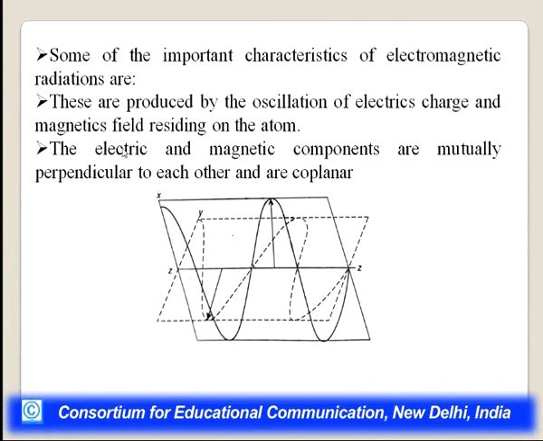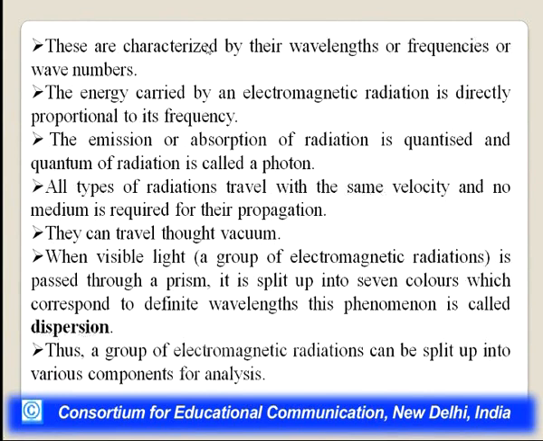Some of the important characteristics of electromagnetic radiations are, these are produced by the oscillation of electric charge and magnetic charge which resides on a particular atom. The electric and magnetic components are mutually perpendicular to each other. You can see mutually perpendicular to each other, electric vector as well as magnetic vector. These are characterized by particular wavelength, frequency, or we can say wave number also.